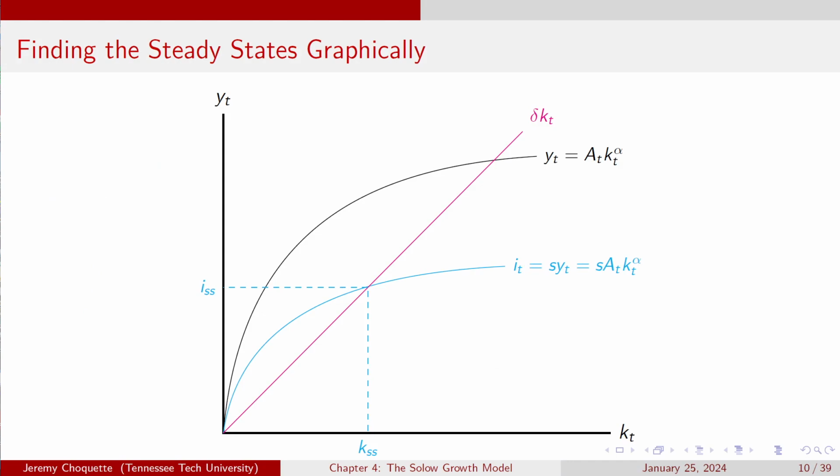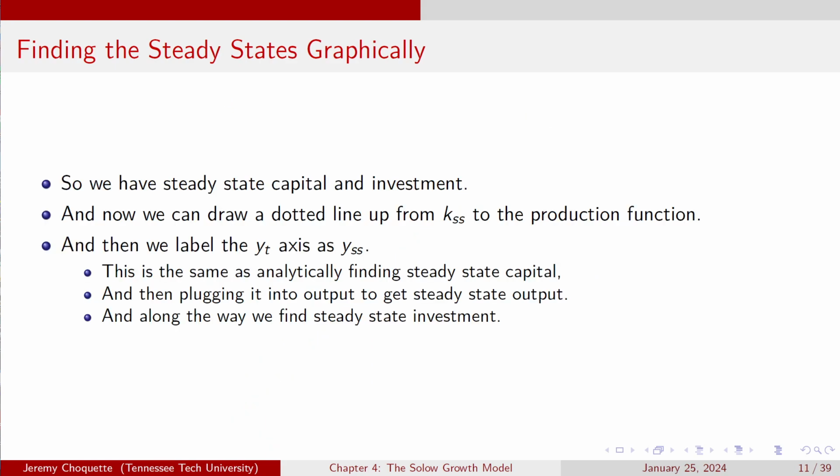So where delta k and I cross, that's steady state capital. We draw a dotted line down to KSS and a dotted line over to ISS. So at the KSS ISS point, that's where delta k and I intersect with each other. So now we've got steady state capital and steady state investment. And all we got to do is just draw a dotted line up from KSS to the production function. And we're going to label that Y axis as YSS, or steady state output.